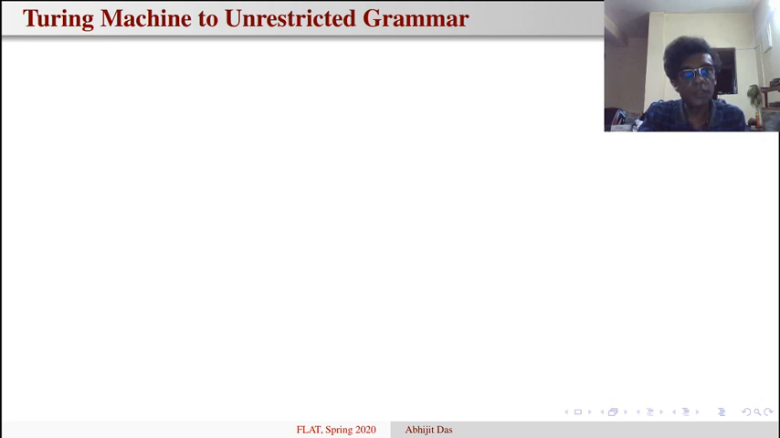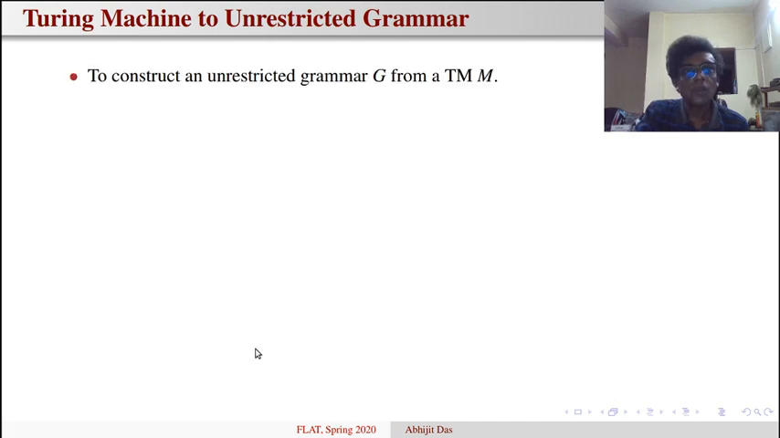Now the input is a Turing machine M, and since we have seen several equivalent models of Turing machines, we can choose any particular one that will make the proof as easy as possible. Okay. So this is given, and we want to construct an unrestricted grammar G from M, such that the language of G is exactly the same as the language of M. So how to proceed?